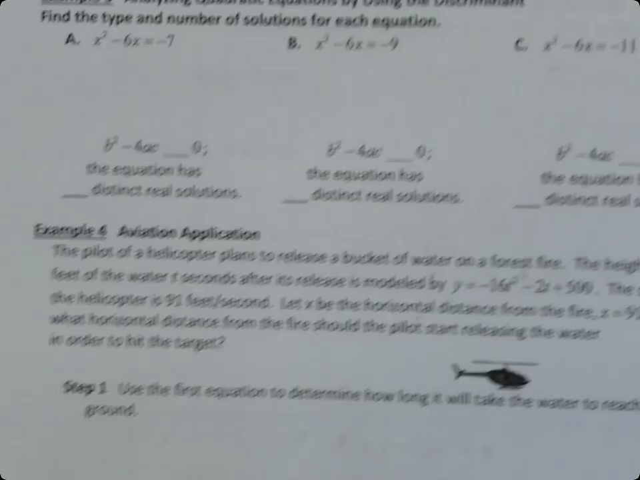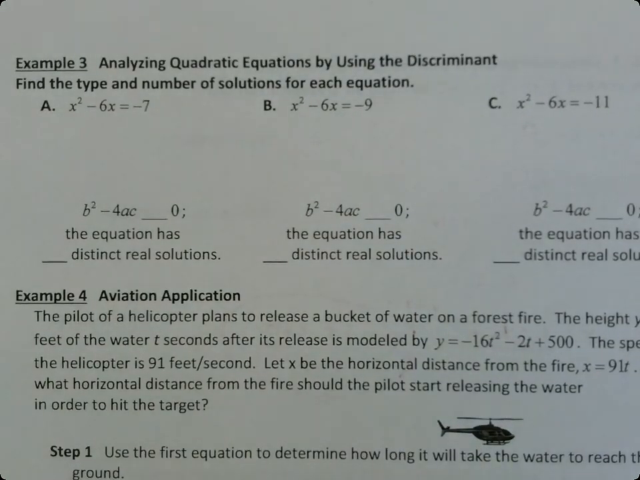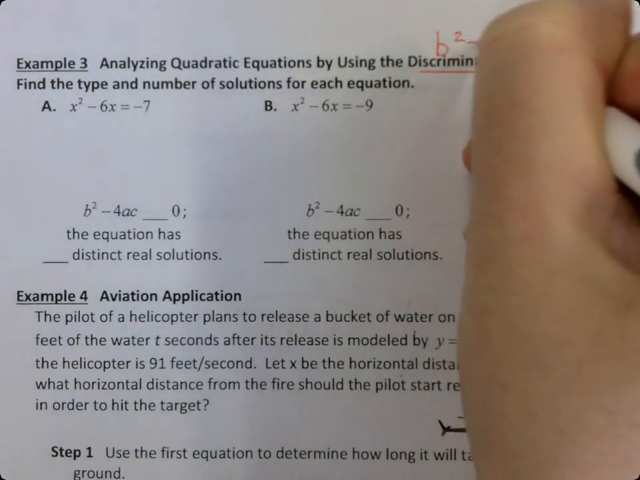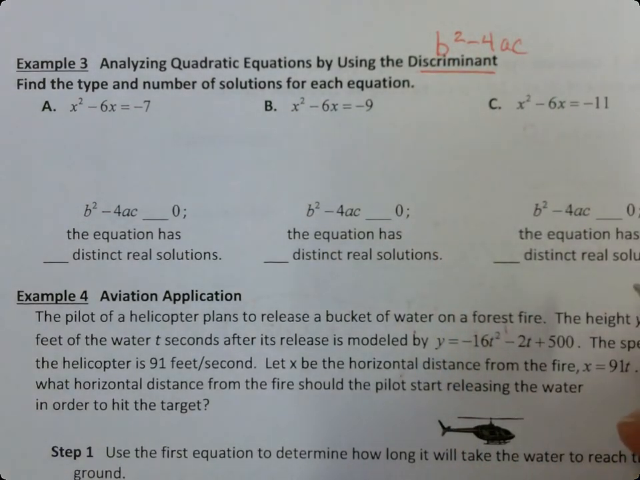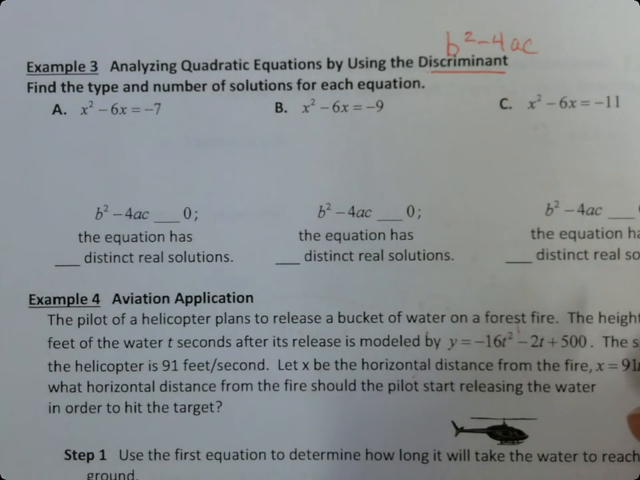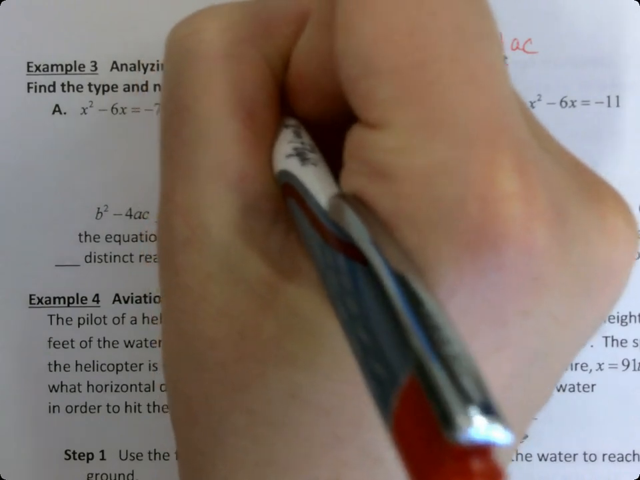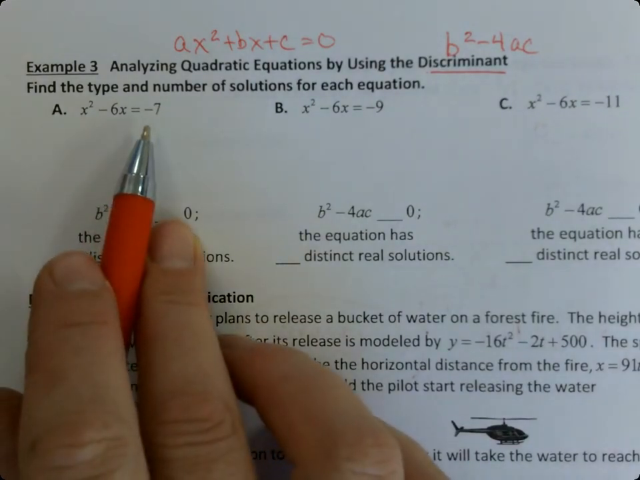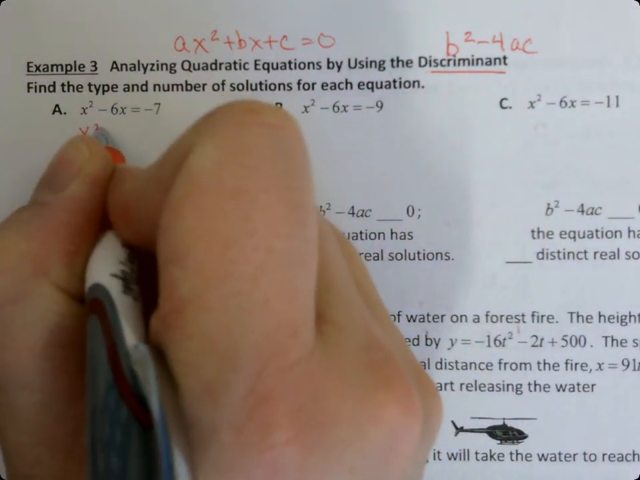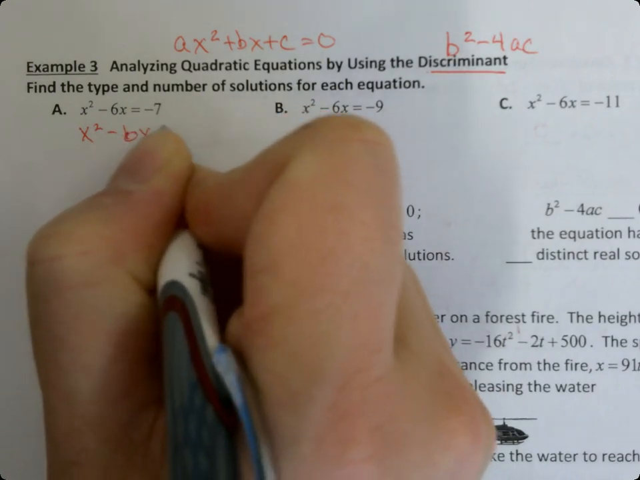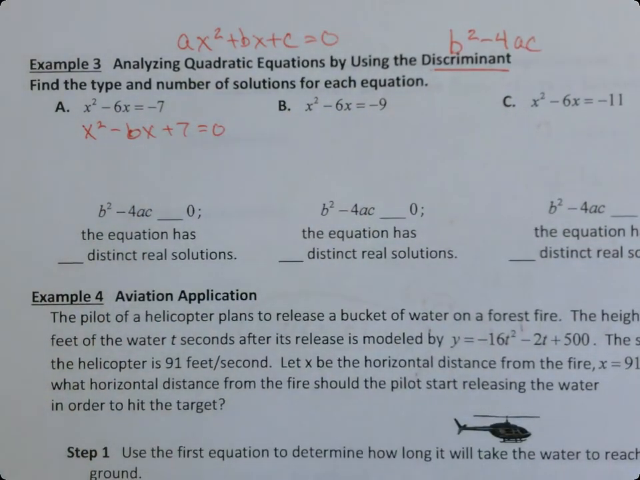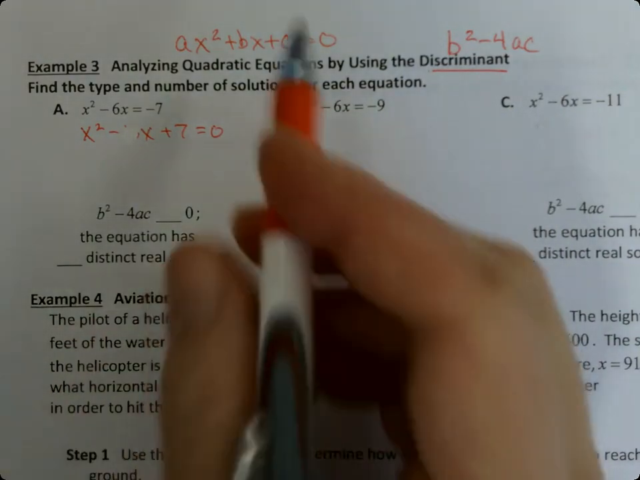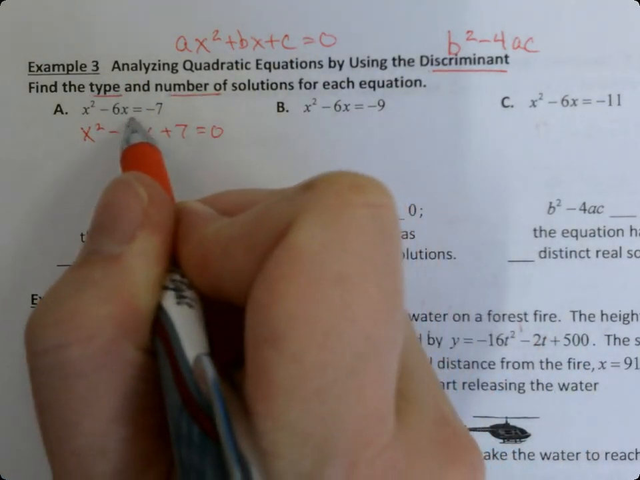Now, the first thing I need to do when I'm solving any problem by the quadratic formula is set it equal to 0. The same is true for the discriminant. So the discriminant is b squared minus 4ac. That's my discriminant. And when I set this up, I want the ax squared plus bx plus c to equal 0. So we need to set this equal to 0 by adding the 7, x squared minus 6x plus 7 equals 0. Okay, did I ask you to solve and find me the solutions? Nope, the directions say find the type and number of solutions.